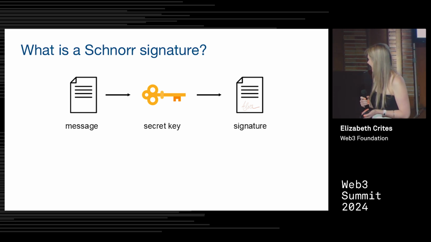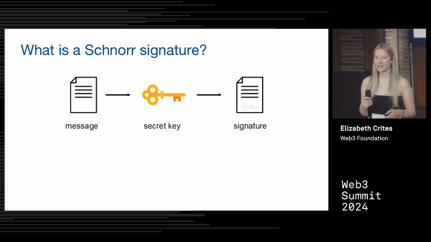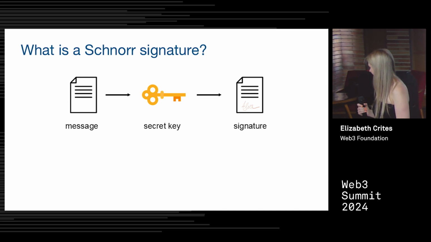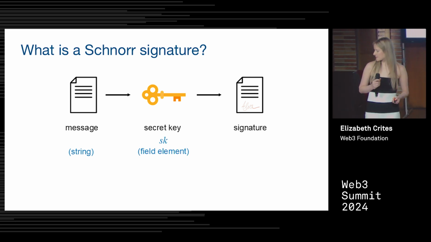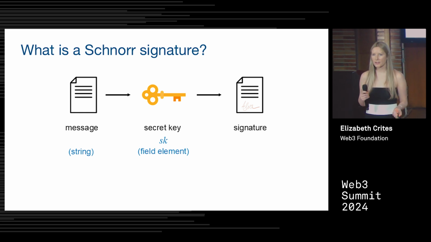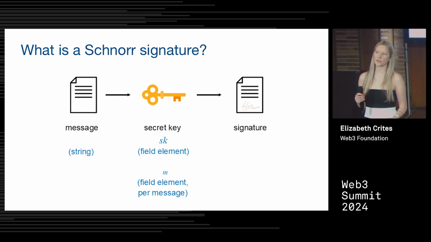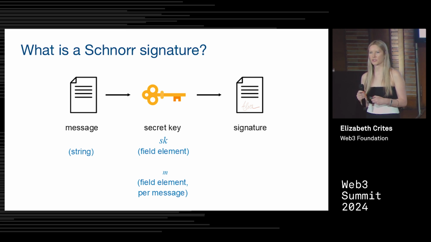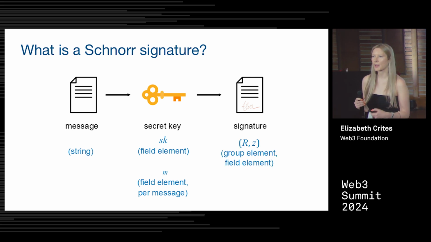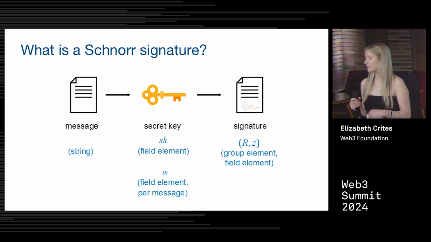So the message here can be some string, and the secret key is a field element. So there's also an additional secret value, which is sometimes called a nonce, which is a number used only once. So this is a number that a signer will use every time they sign a message. And the signature scheme consists of just two elements. So there's a group element R and a field element Z.